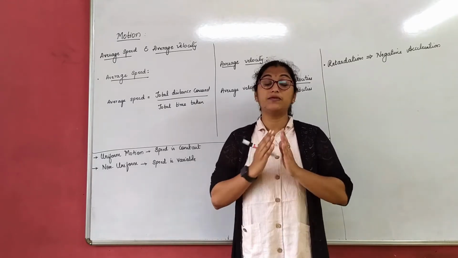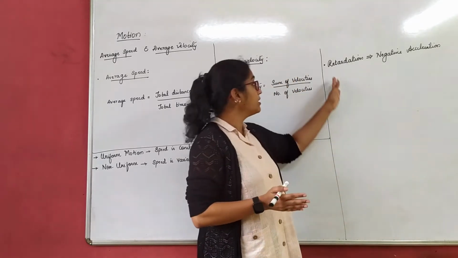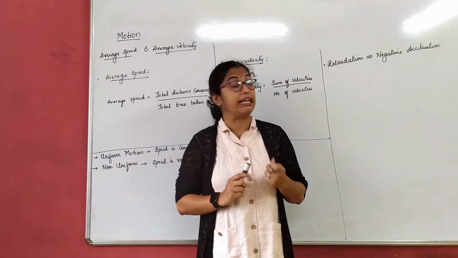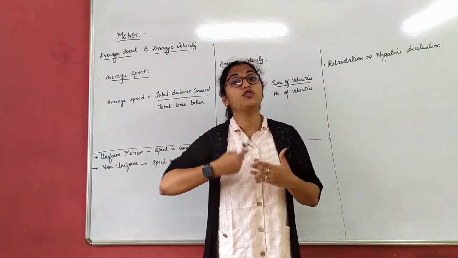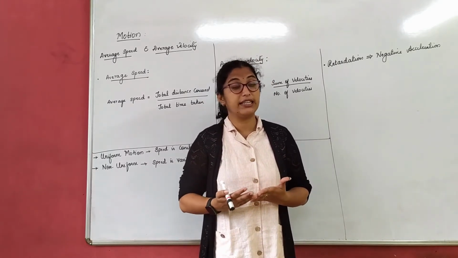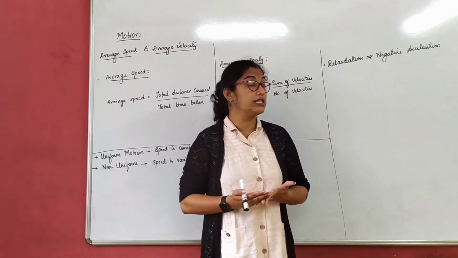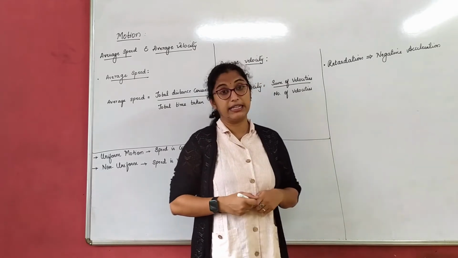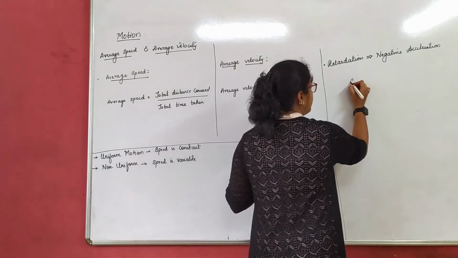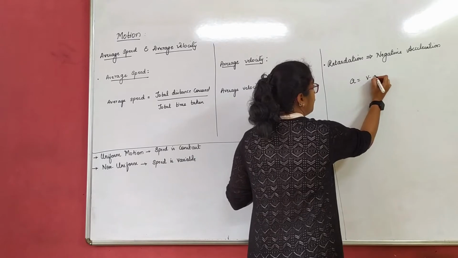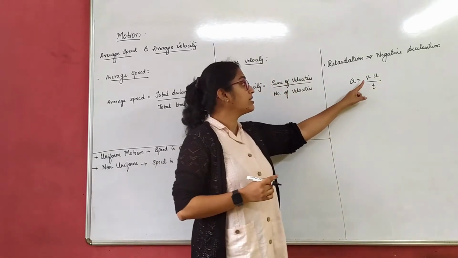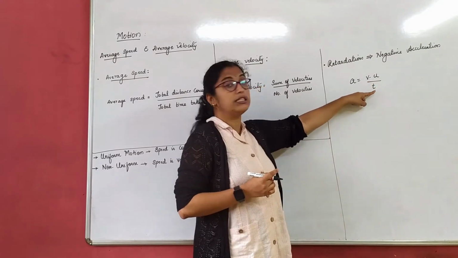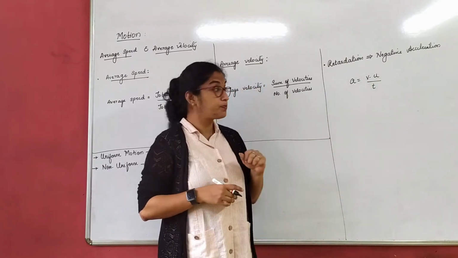So in today's class, first we will understand what is retardation, and that is nothing but a negative acceleration. Now if you just recapitulate what acceleration is, rate of change of velocity is termed as acceleration. So how do we denote it? We write a = (v - u)/t. That is, acceleration is given by change in velocity with respect to time.